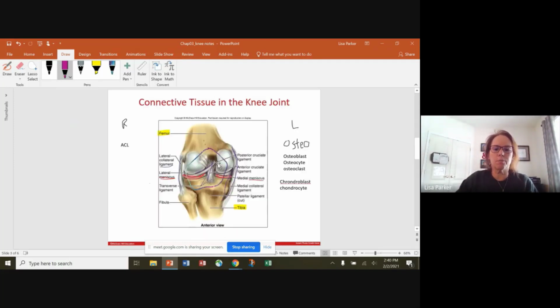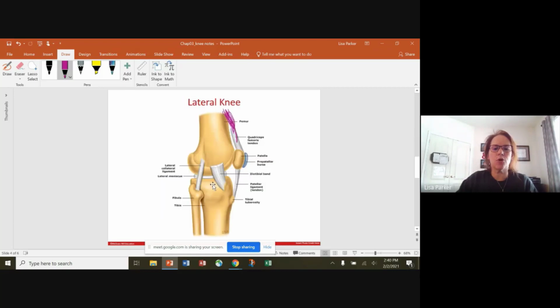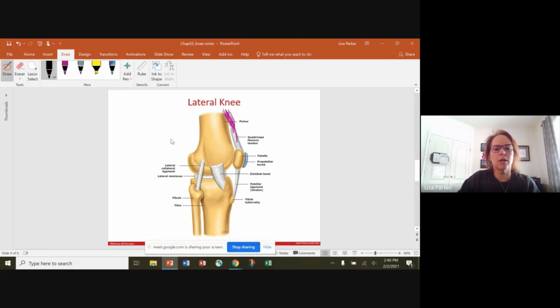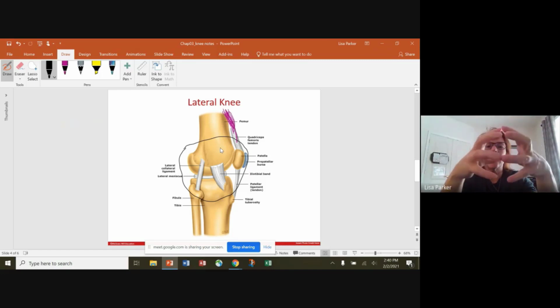Another thing that your picture here doesn't actually show is the joint capsule. I draw with my pen. Around the whole joint is the joint capsule. And the joint capsule is a thin collagenous, or collagen containing, connective tissue.